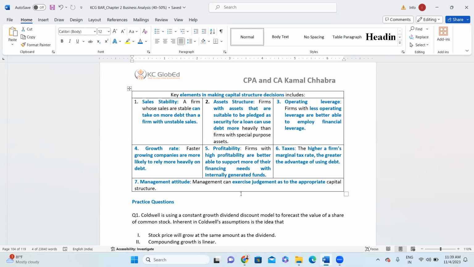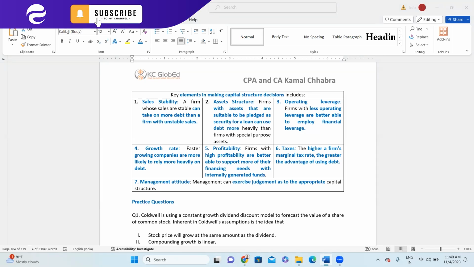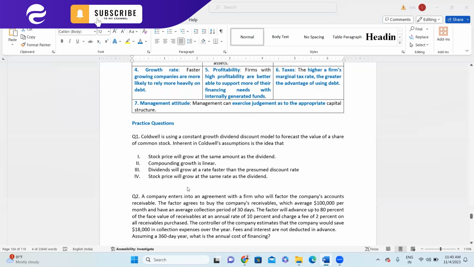Last one is management attitude. Management exercises judgment as to what appropriate capital structure is used. You know, some managements are conservative, right? They are not comfortable using more debt; rather they use more equity. But some companies' managements are more aggressive. They believe in using more and more debt and saving their equity because equity has the highest valuation, right? So it depends on the attitude of management. Make sense? Any doubt so far?